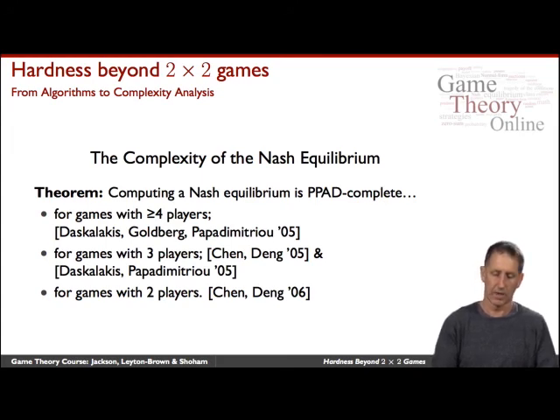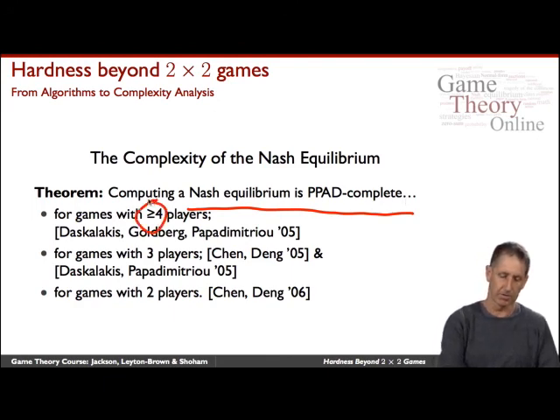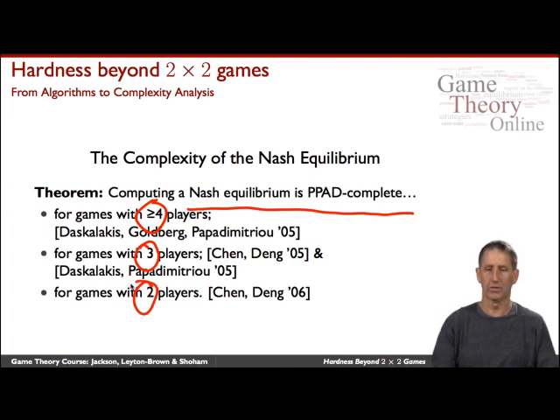Originally, it was shown that the problem of computing a Nash equilibrium is complete for this class PPAD. That is, it's the hardest among all problems in that class. Initially proved for 4 players, then for all games with 3 or more players, and then finally in '06 for all classes of games. And so we widely believe that the problem is not polynomial, though we cannot prove it, but we do know where it resides within the complexity hierarchy that we are familiar with.